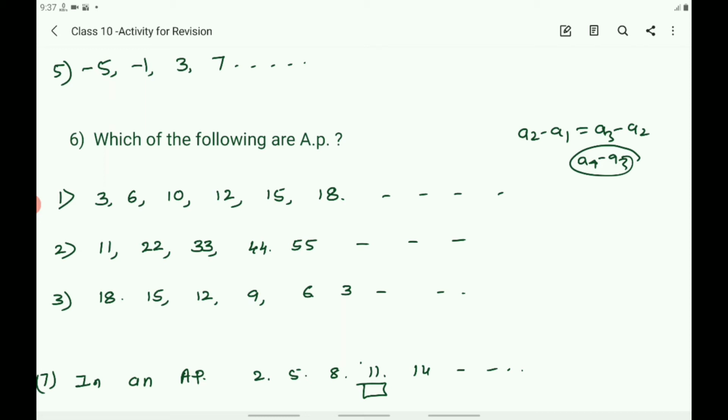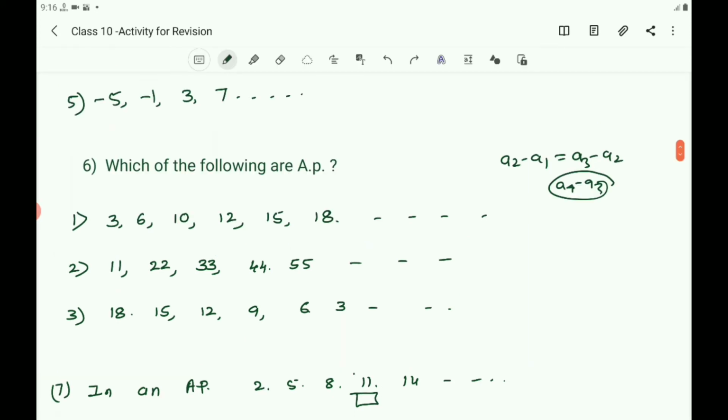So here first you find A2 minus A1, then you find A3 minus A2. If you got a different value, then you can conclude the given set of numbers is not AP. If they are the same, then you must continue, and if in the middle you got a different value, then also you can conclude that the given set of numbers is not AP. If you got all values the same, A2 minus A1, A3 minus A2, A4 minus A3, A5 minus A4, this way, then you can conclude the given set of numbers is AP. So in this way you find which of the following are APs.